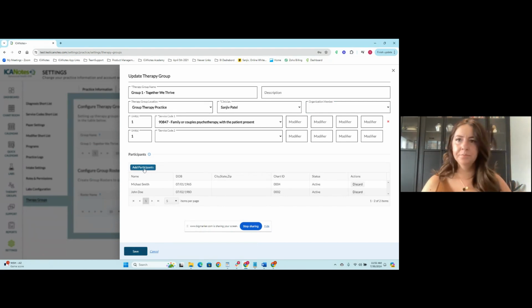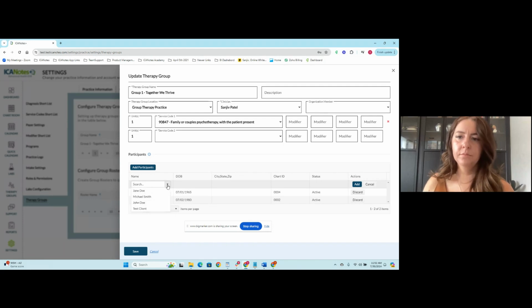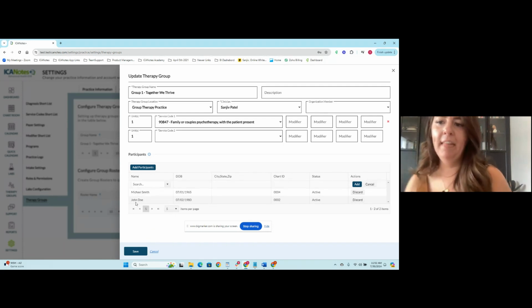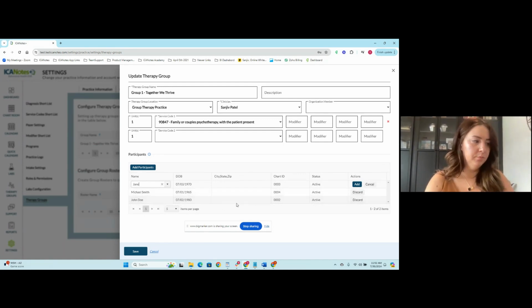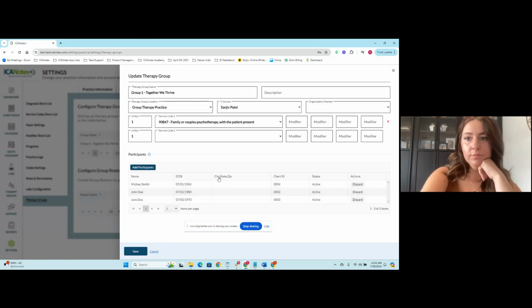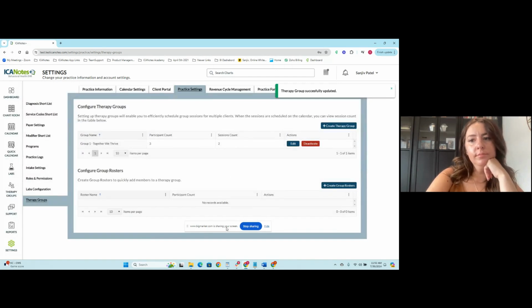Here at the bottom, I can add more participants. So I have John Doe, Michael Smith. I can go ahead and add Jane Doe here and click add. What's kind of nice to see is their city, state, and zip, where they're located as well. So I can go ahead and save this. So now I have a therapy group configured here.